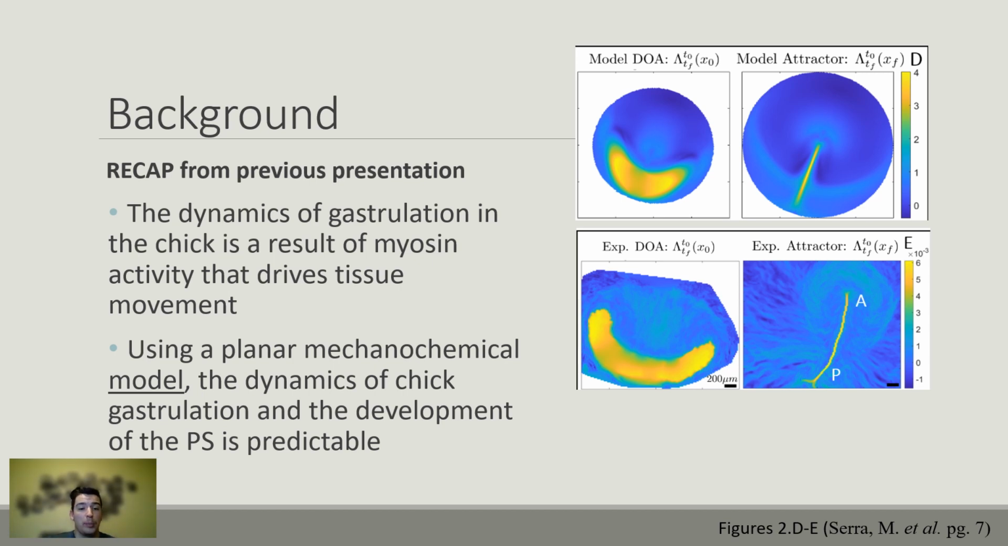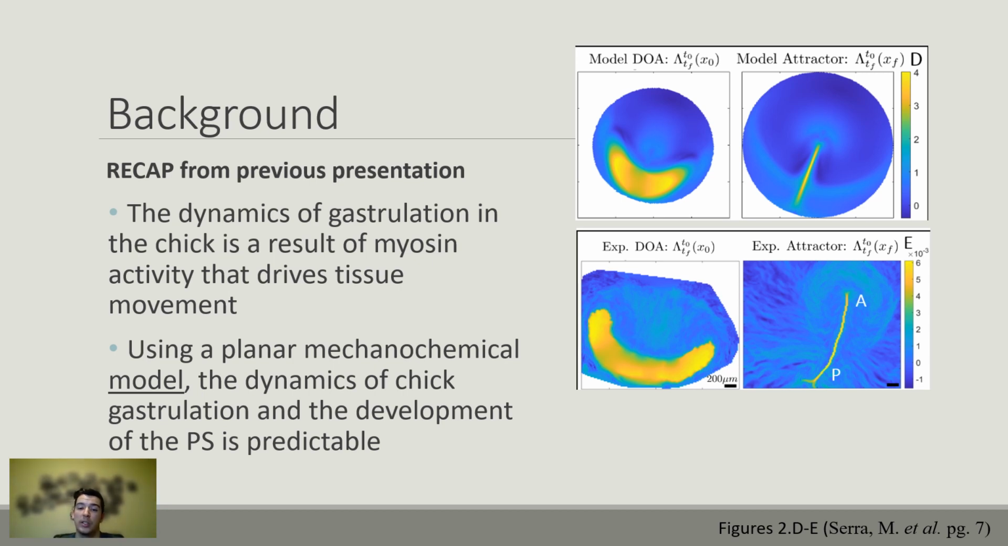So using a planar mechanochemical model which they have developed, the dynamics of chick gastrulation and the development of the primitive streak is predictable. These cells move in a very predictable manner, and they're able to map those cells out and trace it again and again and create this physics formula that basically creates a simulation that can show the gastrulation.